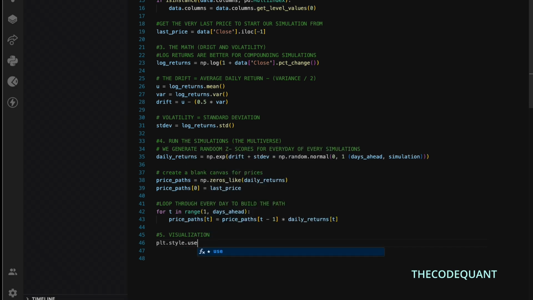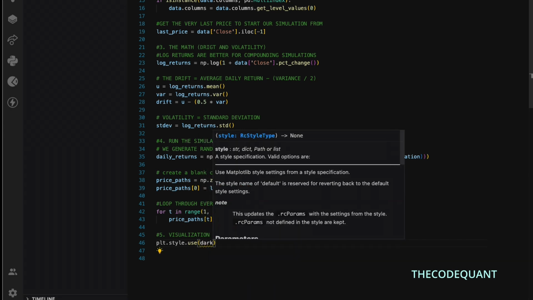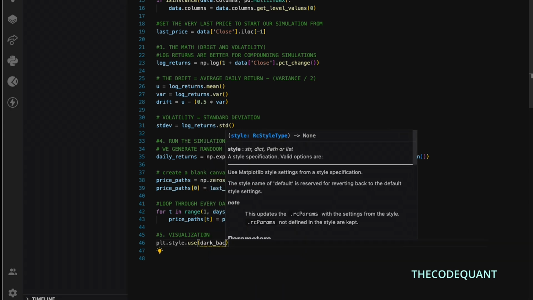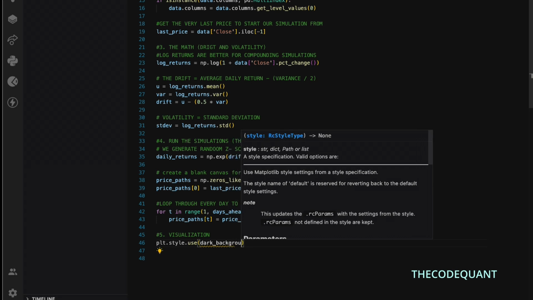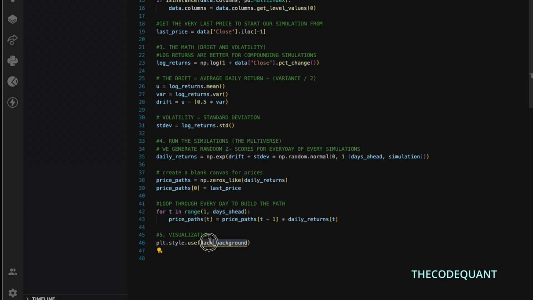Log return is equal to np.log. So here, why log return? Why not simple percentage? In complex simulations, simple percentage does not add correctly over time. Log returns are additive and usually fit the bell curve, the normal distribution, which is standard practice in quant finance.